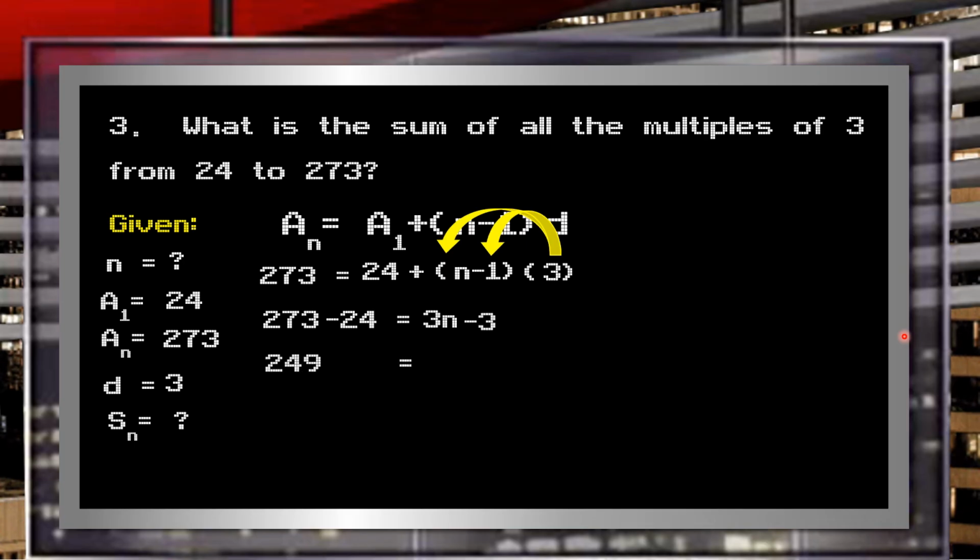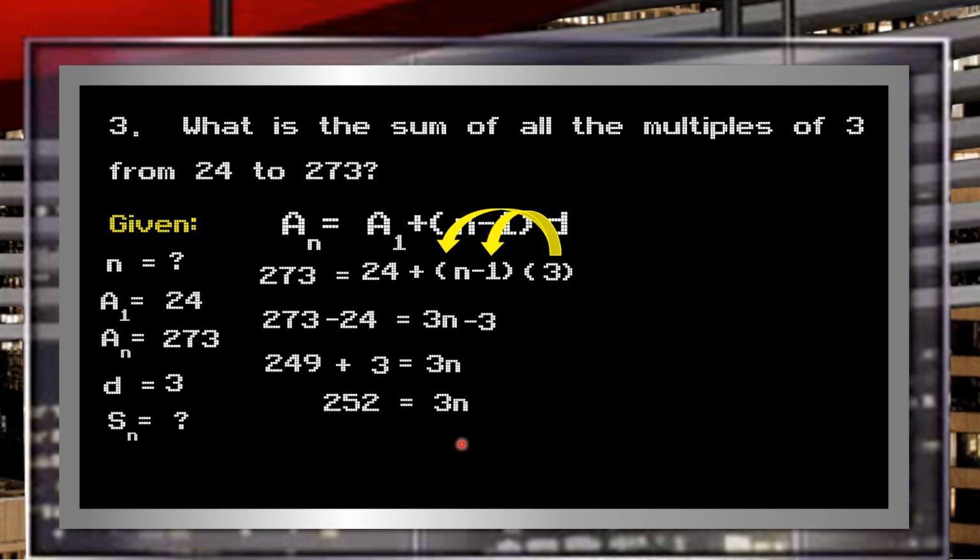Ayan. Now, we have 249. Sinubtract lang natin. 273 minus 24, 249. And then, again, lipat natin yung negative 3 sa kanan, papunta sa kaliwa. Yung negative, magiging positive 3 na. Equals 3n. And then, when we add 249 plus 3, we have 252 equals 3n.